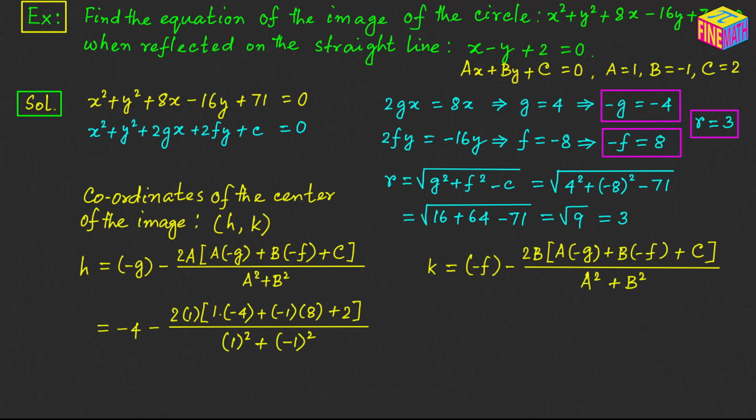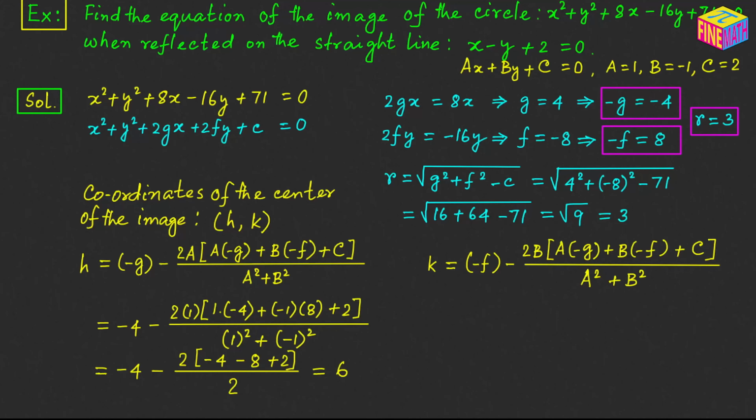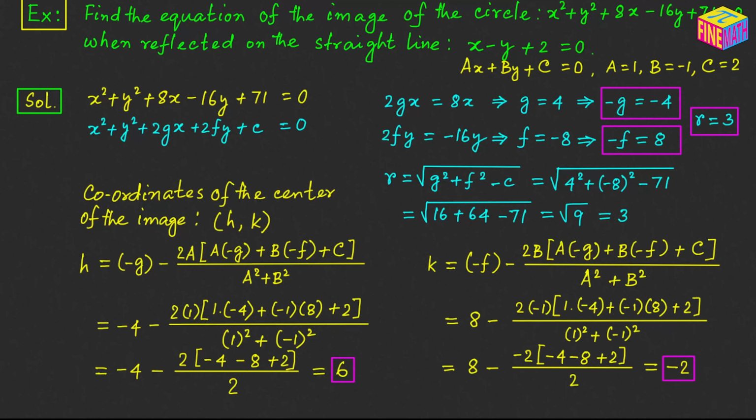In the formula for the value of h, I have plugged in the values of g, f, A, B and C, and let's try to simplify it, and the value turns out to be positive 6. Similarly, let's calculate the value of k, and here it looks like the value of k is equal to negative 2. So now we have everything we need to formulate the equation of the image of this circle. We have the coordinates of the center of the image and also we have calculated the radius. So now let's formulate the equation.